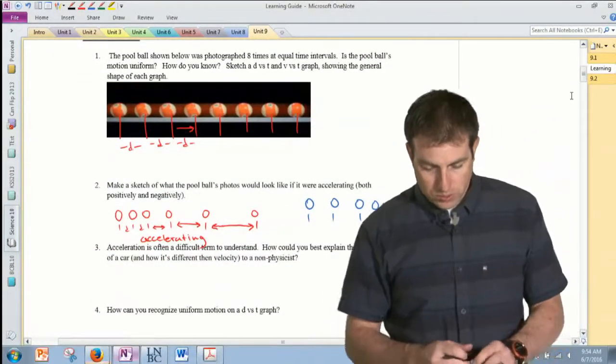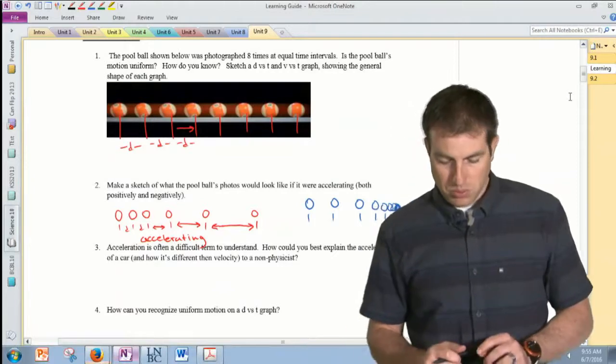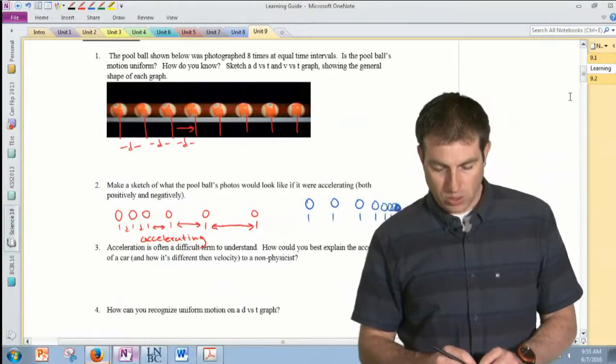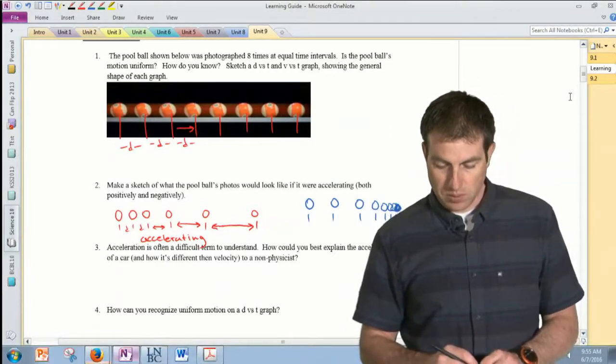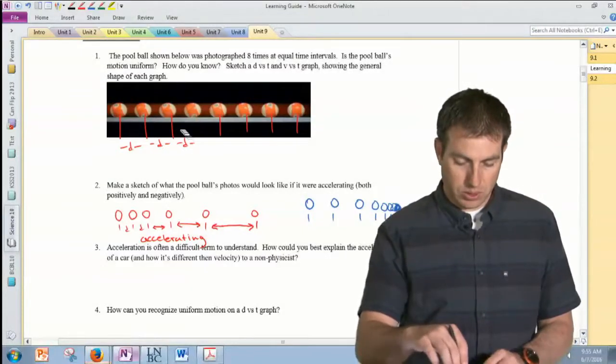The pool ball below is photographed 8 times at equal time intervals. Is the pool ball's motion uniform? How do you know? Sketch a D versus T and a V versus T graph, showing the general shape of each graph.